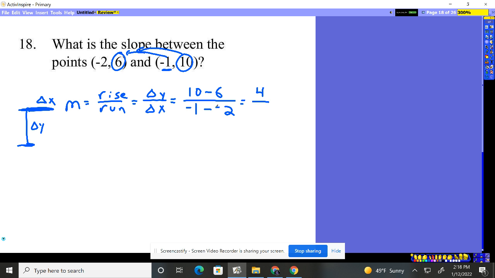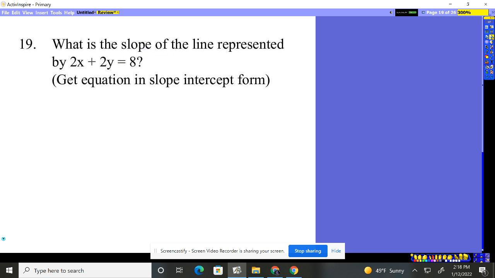What does this minus negative change to? Well, if you subtract a negative, that's the same as adding the 2. -1 plus 2 is +1, and 4 divided by 1 is 4. The slope between those points is 4. I guarantee you it goes up 4 over 1, up 4 over 1, up 4 over 1. All right, what about this?